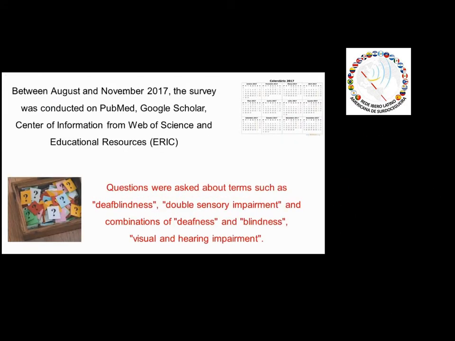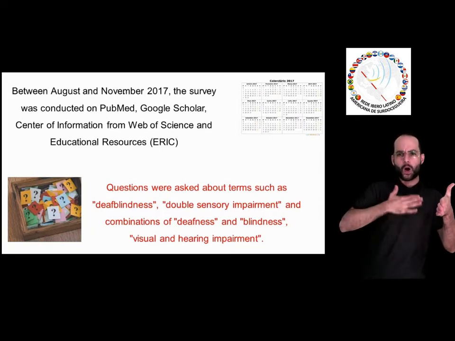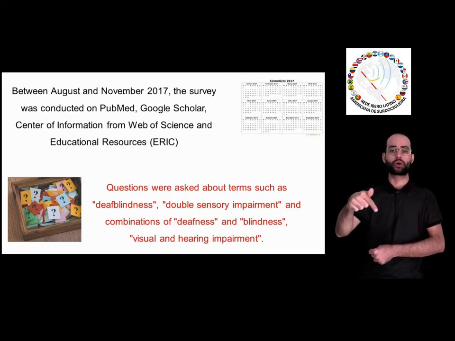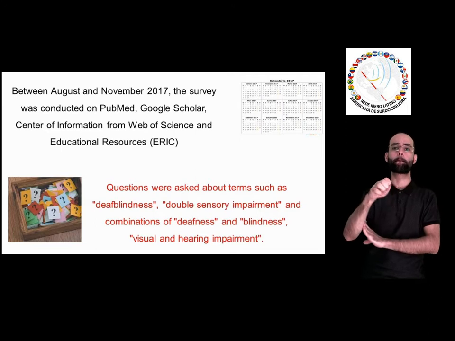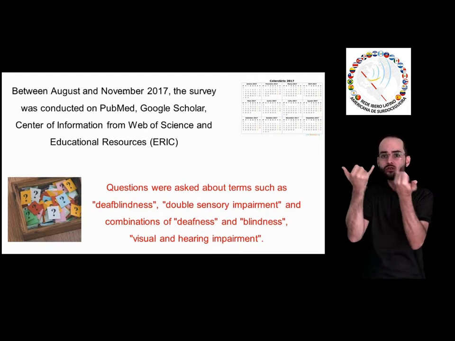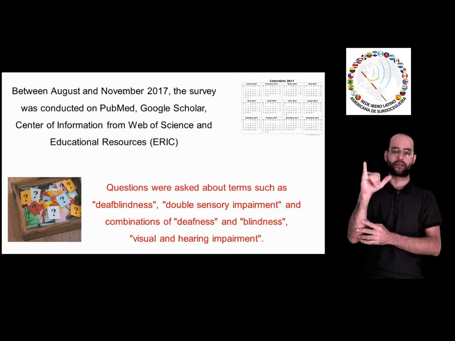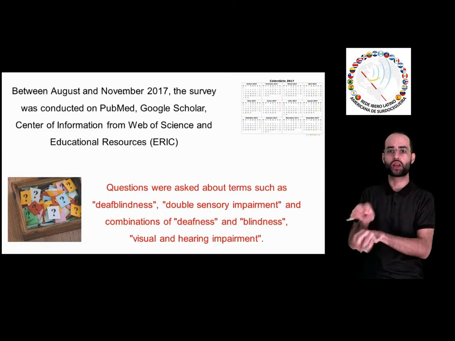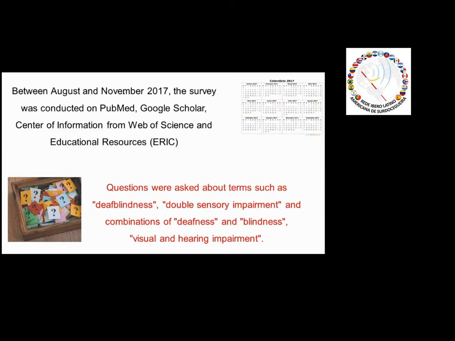Third slide. On the top left in black ink, centered, it says: Between August and November 2017, the survey was conducted on PubMed, Google Scholar, Center of Information from Web of Science and Educational Resources. To the right is a colored image of a calendar of the year 2017. You can see that the months are arranged in 3 lines with 4 columns each.